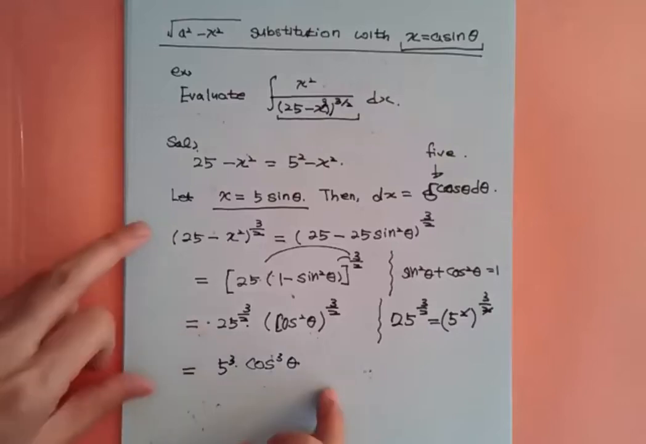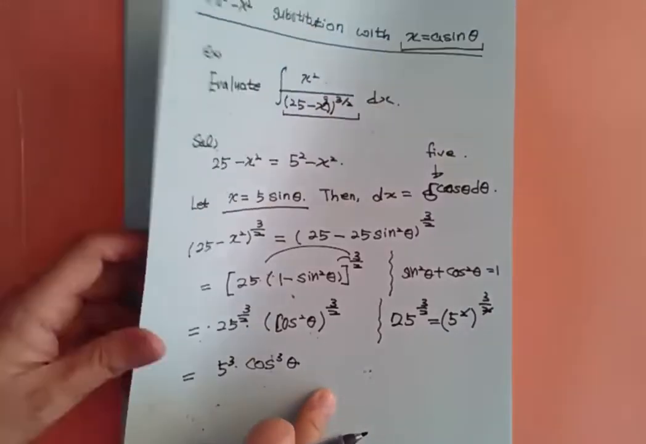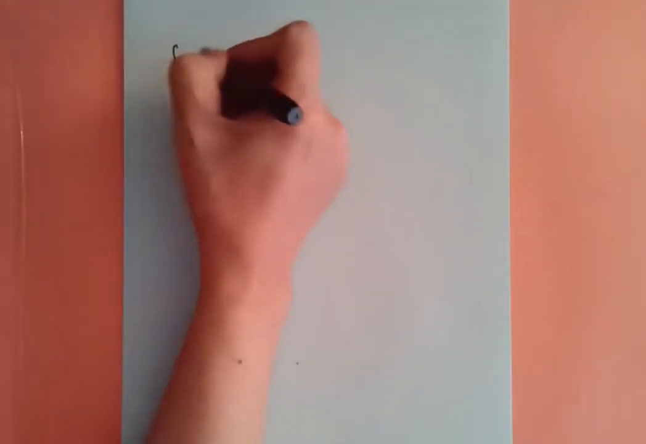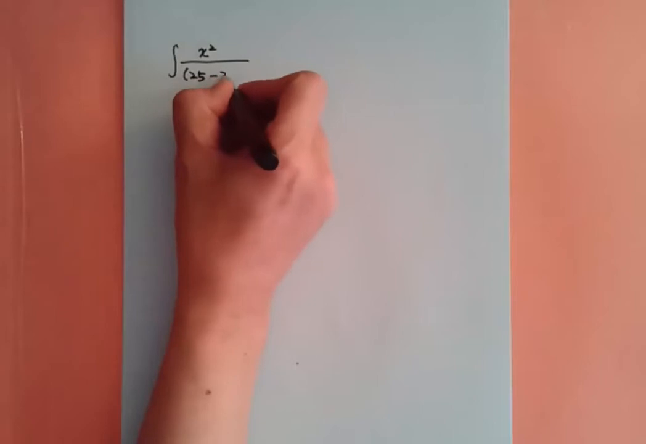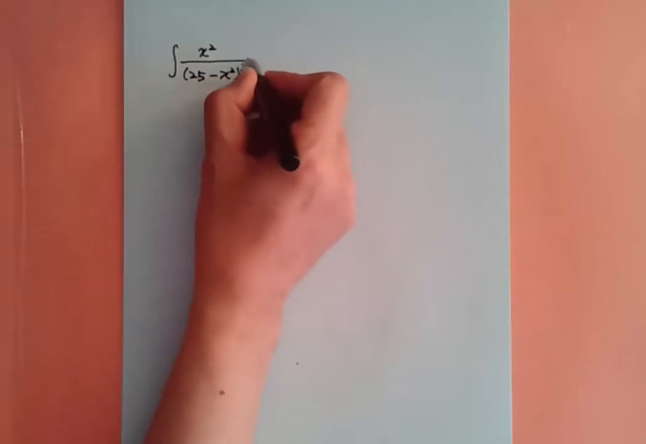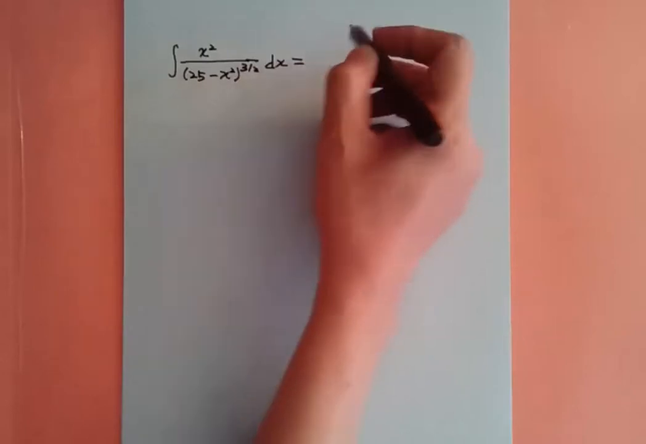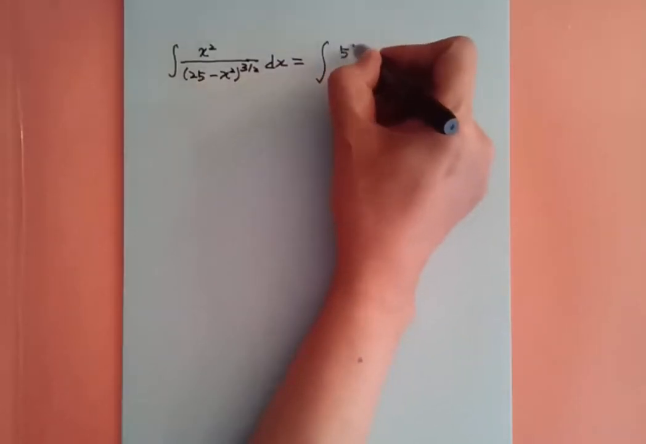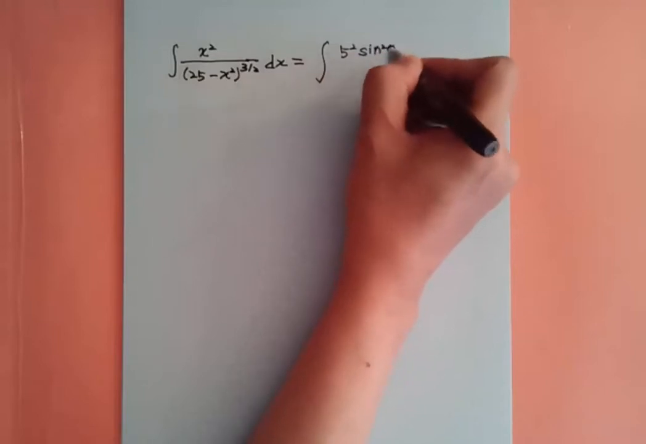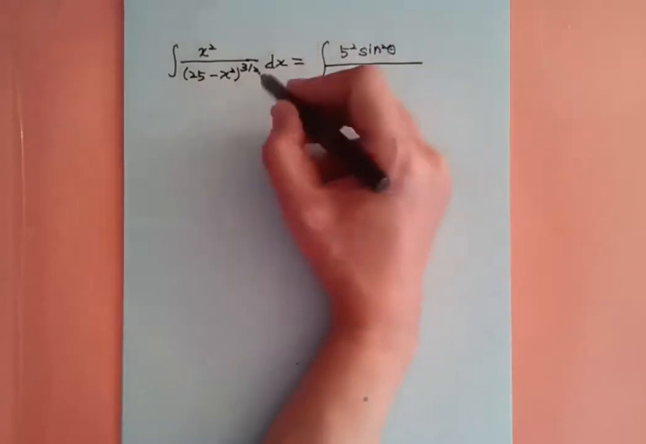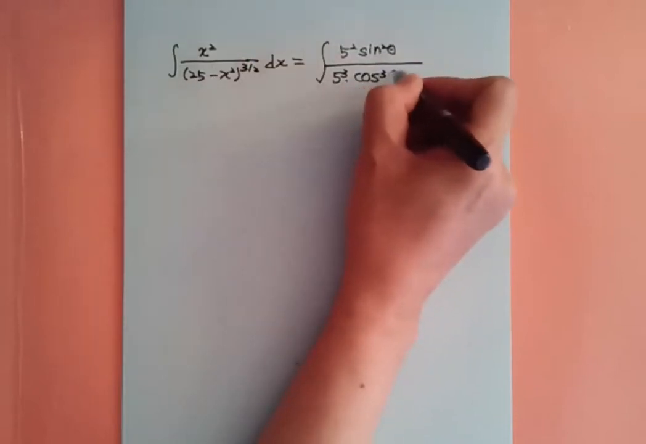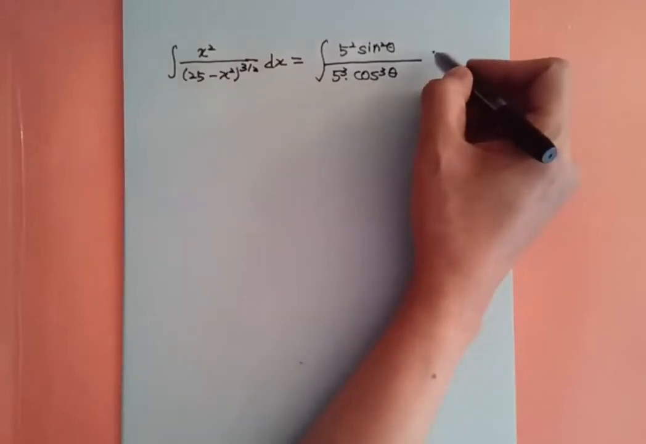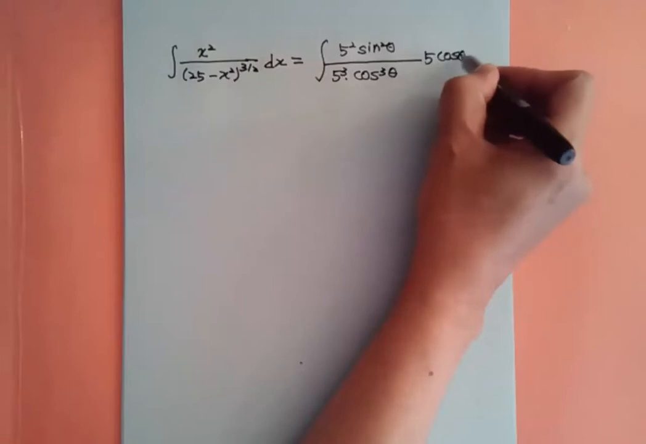We simplified the denominator. We will go back to the original integral and do the trigonometric substitution. The integral of x squared over 25 minus x squared to the 3 over 2 power dx equals the integral of 5 squared sine squared of theta over the part we already calculated, 5 cubed times cosine cubed of theta, times dx, which is 5 cosine of theta d theta.